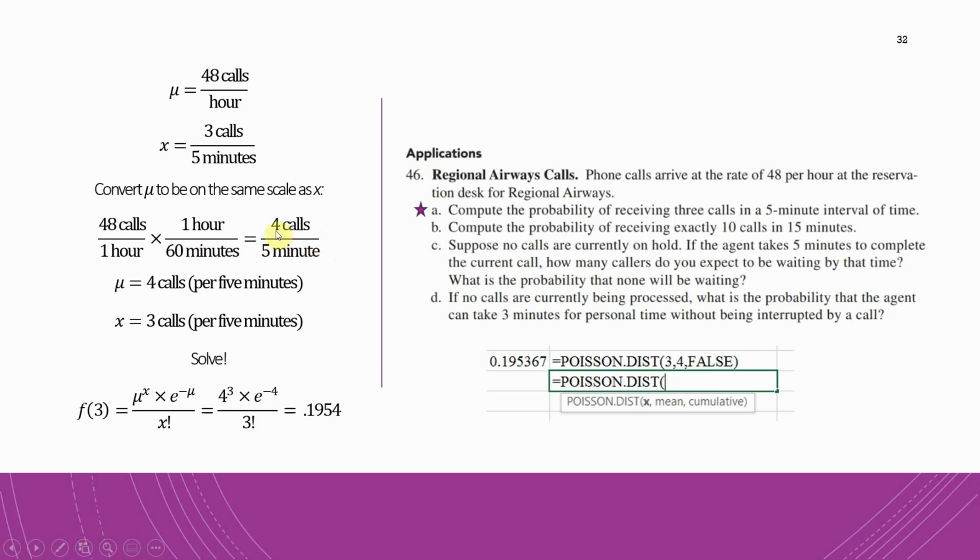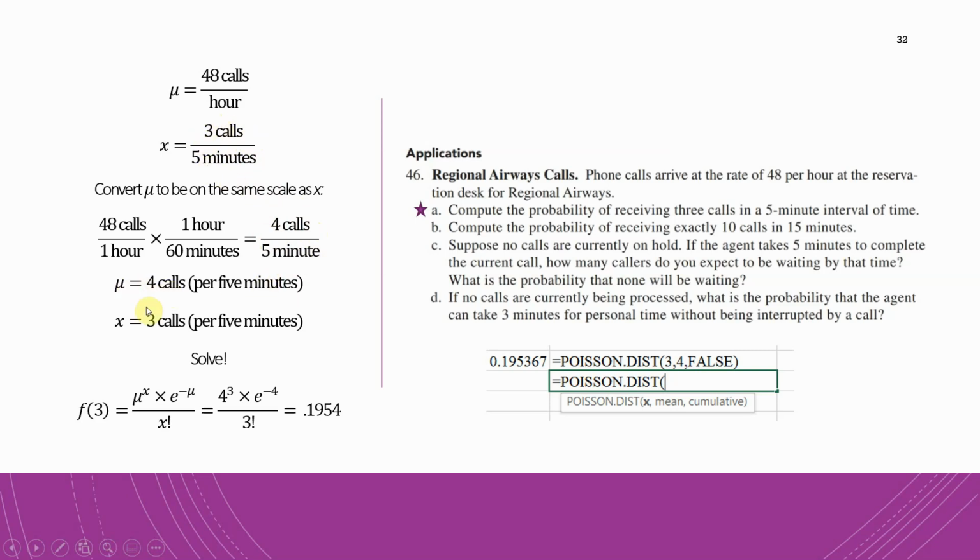That's great, because what are we interested in? 5 minutes. We want that interval. Well, guess what? Now we have it. We have our mu on this interval of 5 minutes. We basically converted 48 calls per hour into calls per 5 minutes. We've put it on the same scale as this. For a 5-minute interval, what's the average? 4 calls. What do we want to know? The probability of 3 calls in that 5-minute interval.